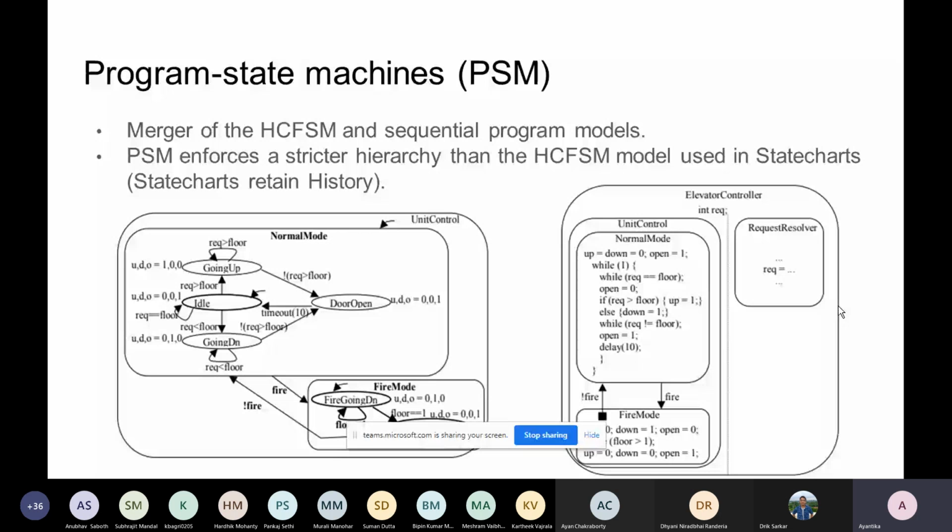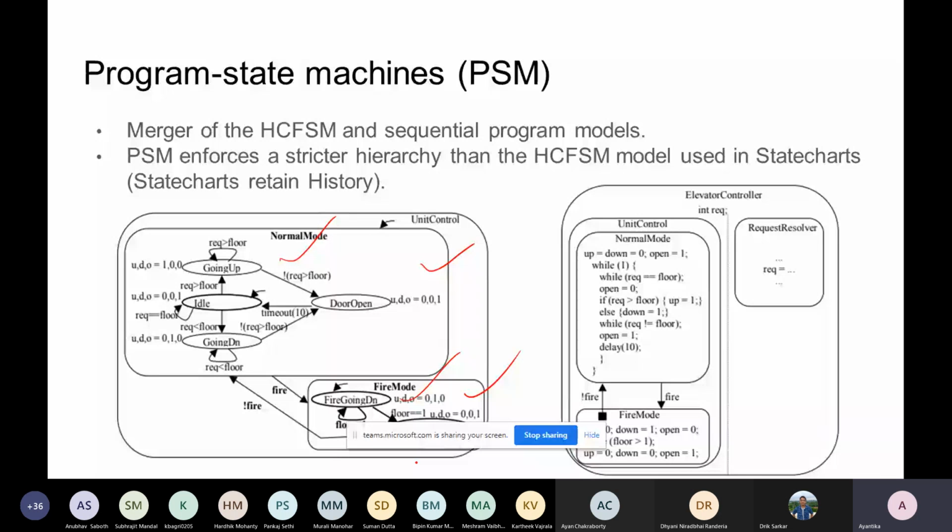So far, this is our knowledge. Whenever we have some complex scenario, we can divide it into multiple FSMs, and we can arrange them into a suitable hierarchy, like this normal mode and fire mode in our elevator example. They are an HFSM. You can think of them as arranged in a hierarchy.